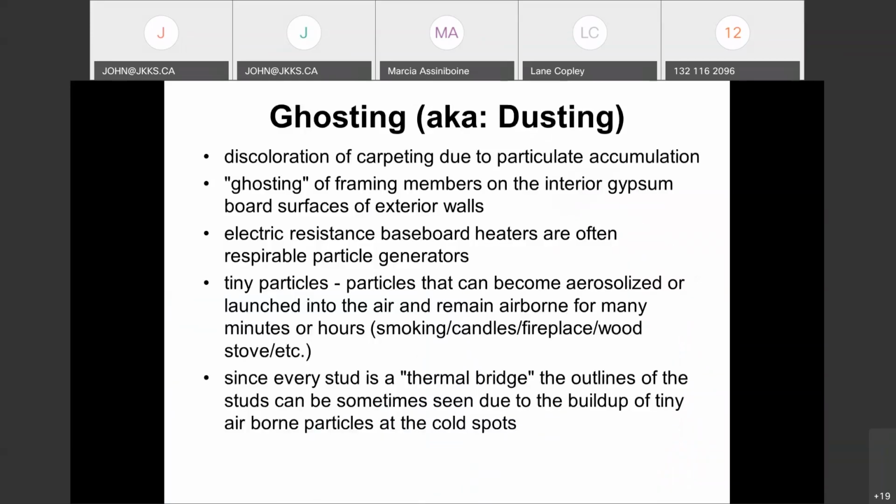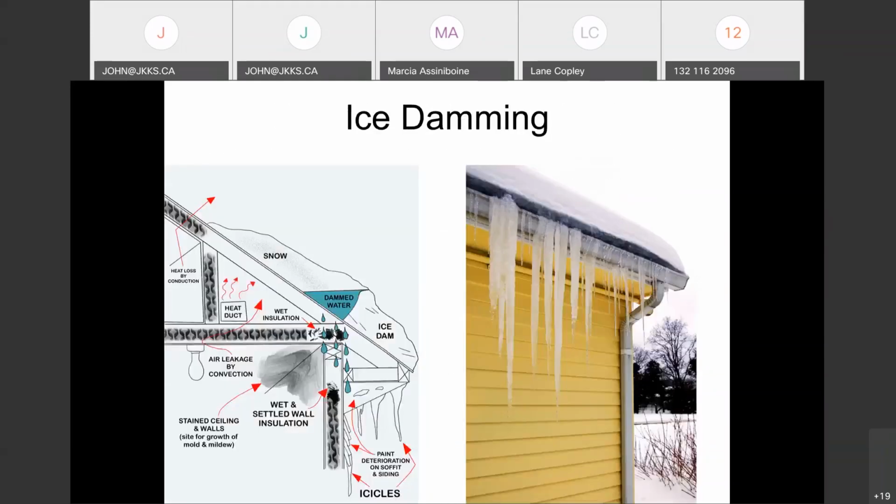Actually, Claude, I have a picture, because remember I had bad ice damming. I'm going to see if I can share one of my pictures.